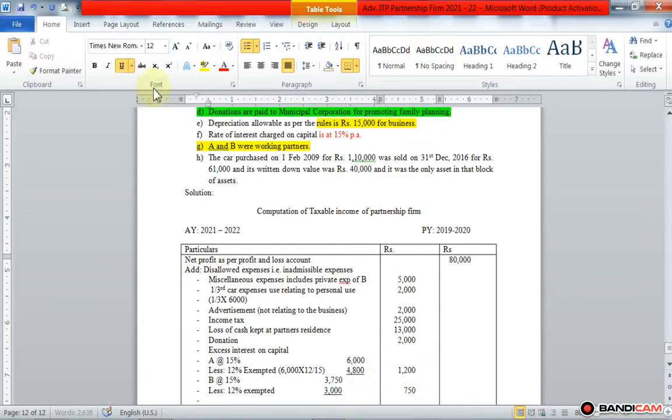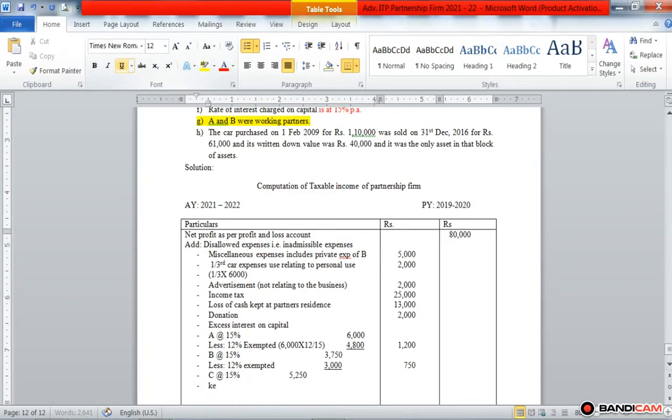Then next, partner C also gets interest on capital at the rate of 15%, that is amounting to rupees 5250. Less 12% exemption, that is amounting to rupees 4200. 4200 is exempted.